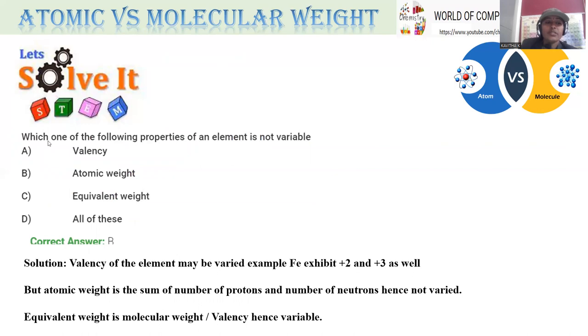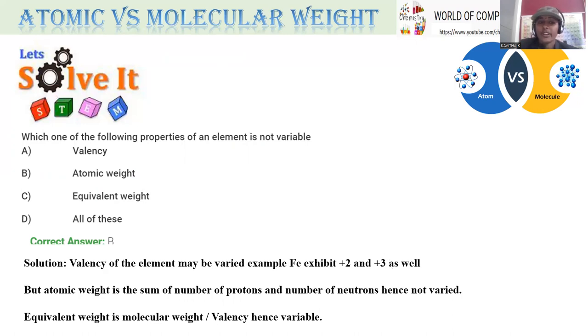Move on to another question. Which one of the following properties of the elements is not variable? It will not change. It will be fixed. That should be identified from the given options. Valency of the elements will vary. For example, iron exists in +2 and +3 as well.